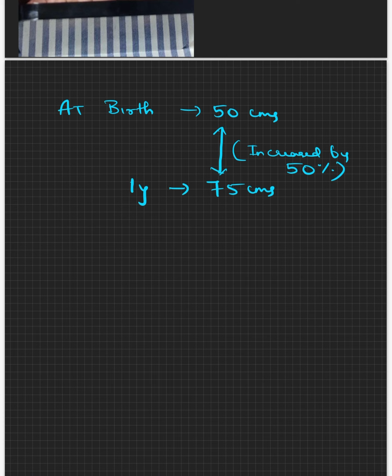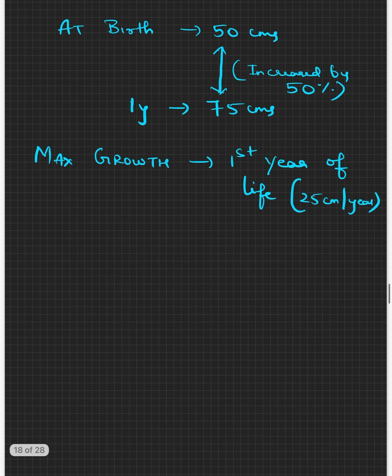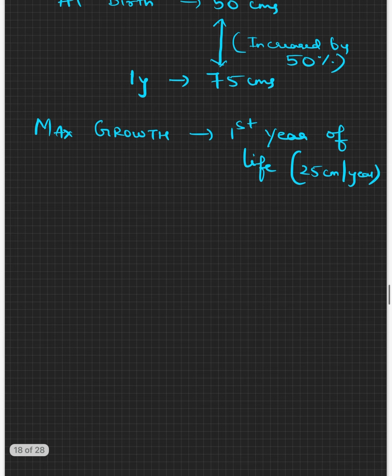This is the maximum in a lifetime. The rate of growth of length is 25 centimeters per year. Even in a growth spurt, the maximum will be around 10 to 11 centimeters per year. Never in life will a person have a growth rate of 25 centimeters per year except in the first year of life. Maximum growth of height occurs in the first year of life, that is 25 centimeters per year.